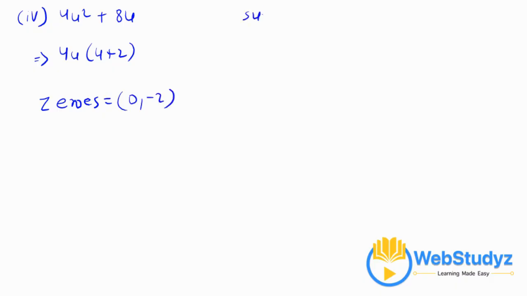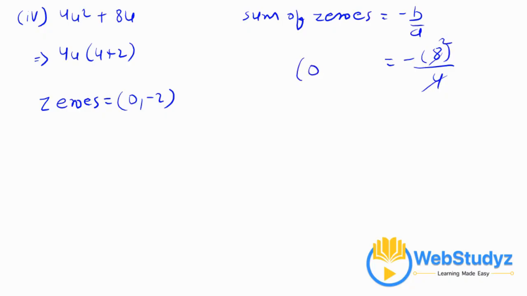Verifying this, sum of zeros is minus b by a. Minus b is 8 and a is 4, cut by 2 times, and sum is 0 plus minus 2. So this side we get minus 2 and this side we also get minus 2.